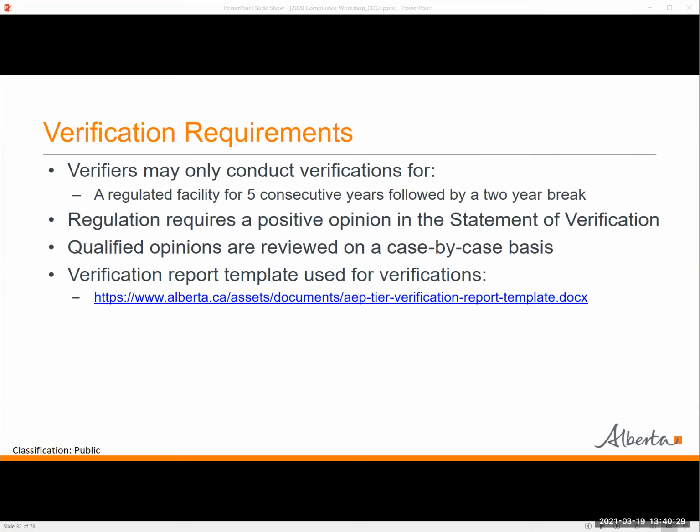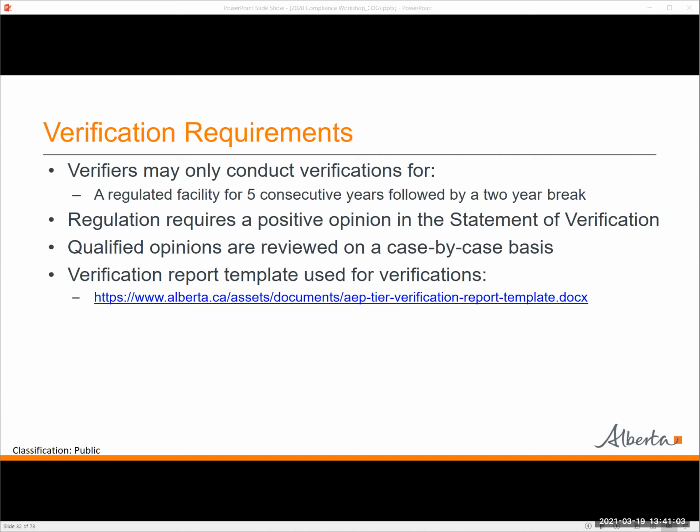For aggregate facilities, these are all obviously new, and 2020 is the first year of compliance reports. So 5 years down the road, if you are using the same verifier consecutively over the next 5 years, then the verifier would need to take a break for 2 years before they can perform another verification for your facility. The regulation does require a positive opinion in the statement of verification.